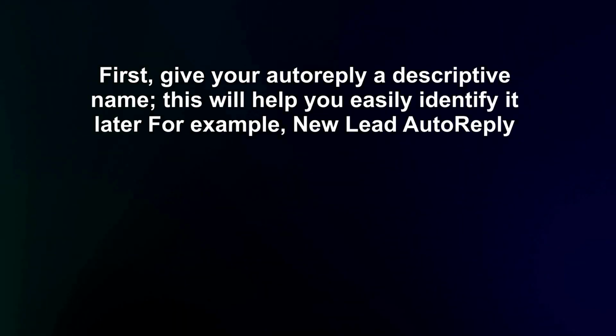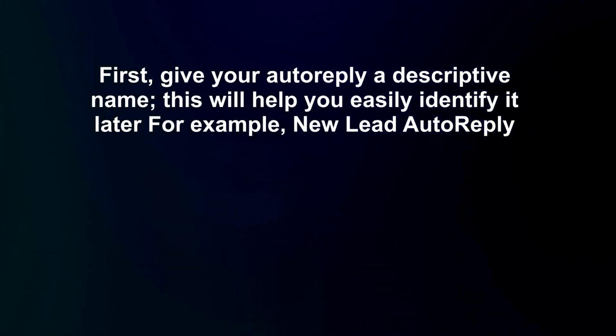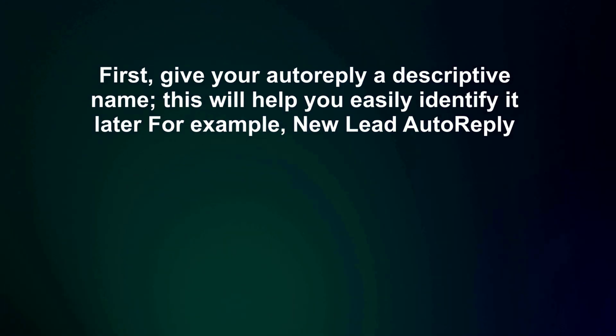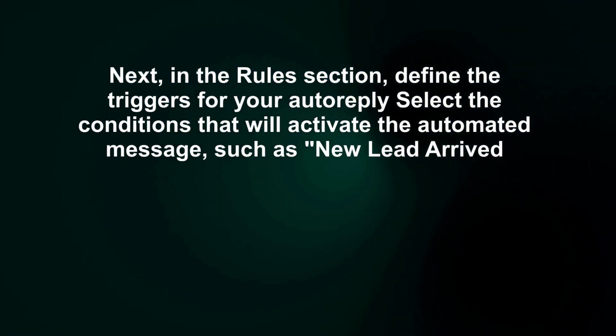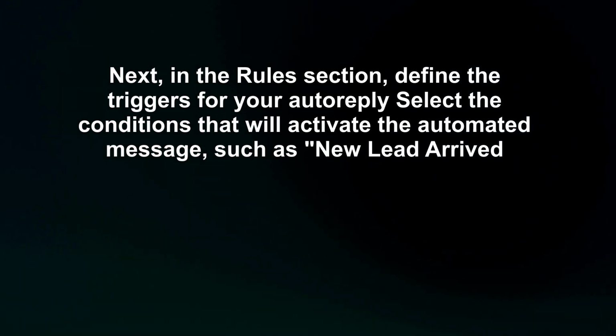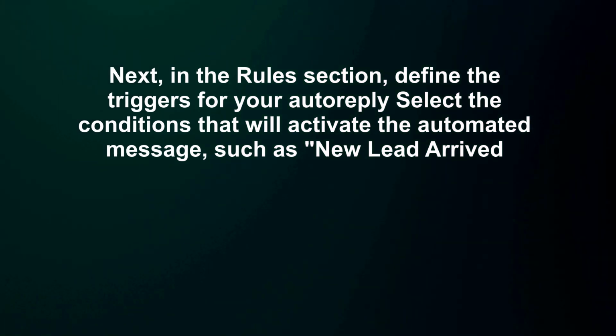First, give your auto-reply a descriptive name. This will help you easily identify it later, for example, new lead auto-reply. Next, in the rules section, define the triggers for your auto-reply. Select the conditions that will activate the automated message, such as new lead arrived.